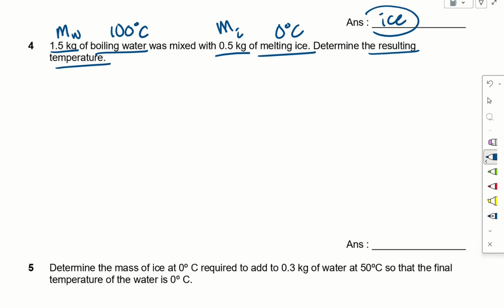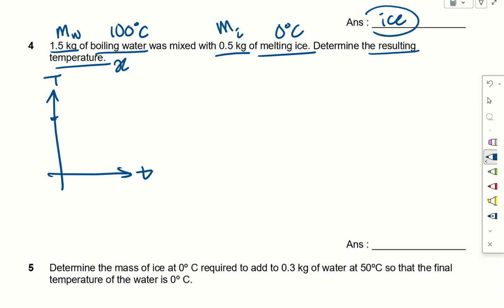So let me set the resulting temperature to be X. Now, because there are two quantities here, one is boiling water, the temperature will drop, and the other one is melting ice, the temperature will increase. So I need to draw a heating and cooling curve. For the cooling curve, I'll be doing it for the boiling water. So again, temperature, then time.